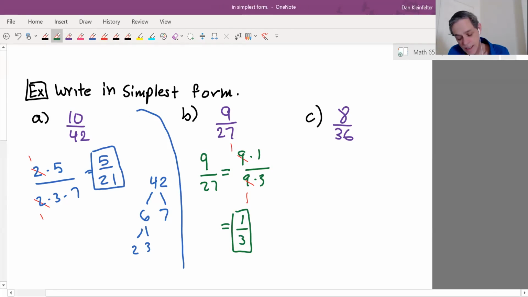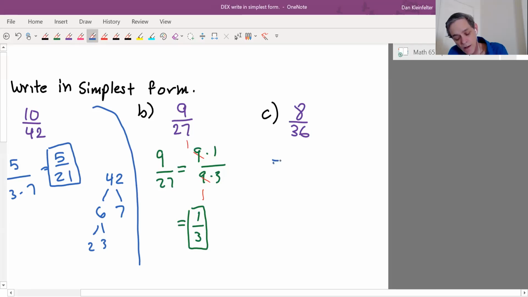8 over 36. So here I can look and say, both of these are divisible by 2. So let's divide through by 2. 8 divided by 2 is 4. 36 divided by 2 is 18. 4/18. One thing you want to be careful of in simplifying fractions is to make sure to simplify all the way. That is, after you've divided out a factor, check and see, is there more to be divided out? 4/18 is not simplified.